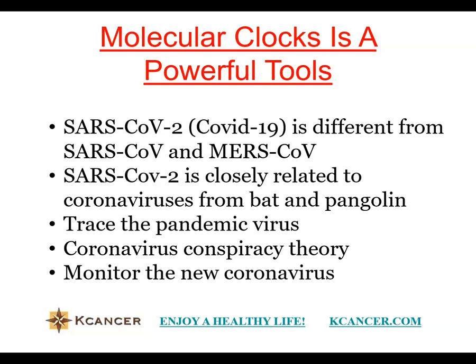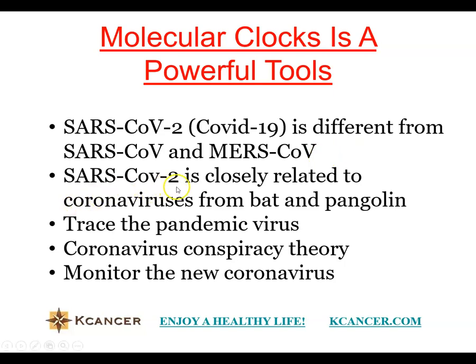Based on sequence analysis, we find that COVID-19 is completely different from SARS coronavirus or MERS coronavirus. The homology of the virus is just about 70%. So that's a big difference, and it basically says it's a completely different virus.